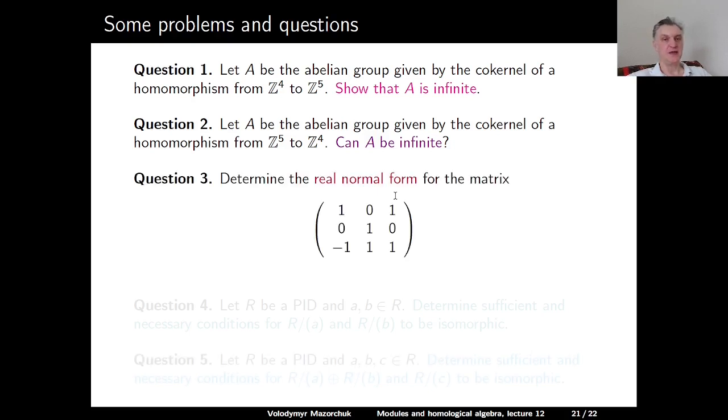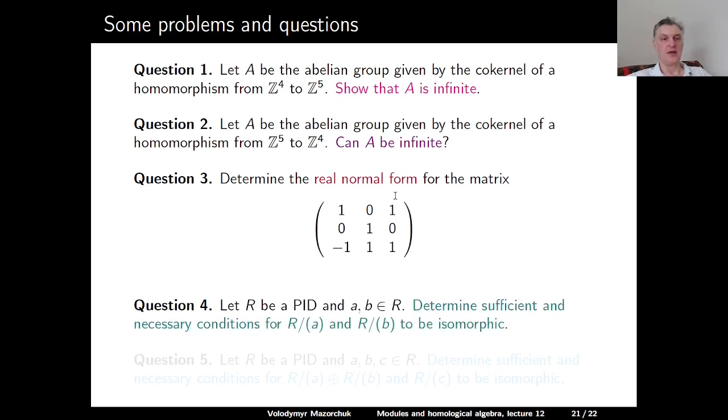Question 3. Determine the real normal form for the matrix 1, 0, 1, 0, 1, 0, -1, 1, 1. Question 4. Let R be a principal ideal domain and a and b two elements in R. Determine sufficient and necessary conditions for the modules R divided by the ideal generated by a and R divided by the ideal generated by b to be isomorphic.